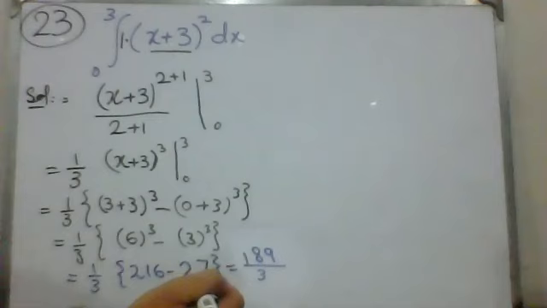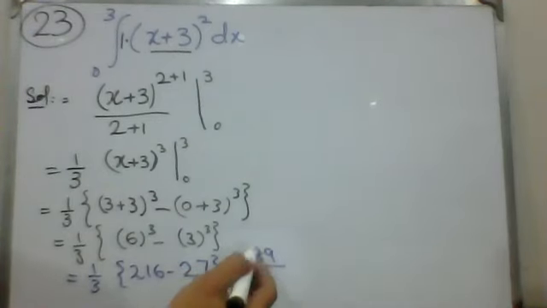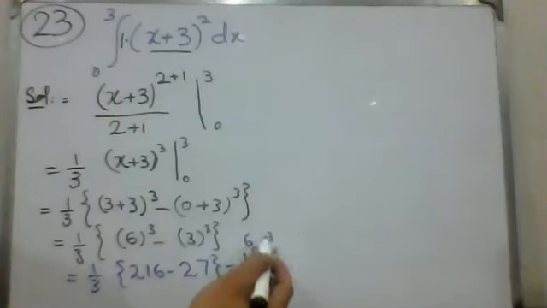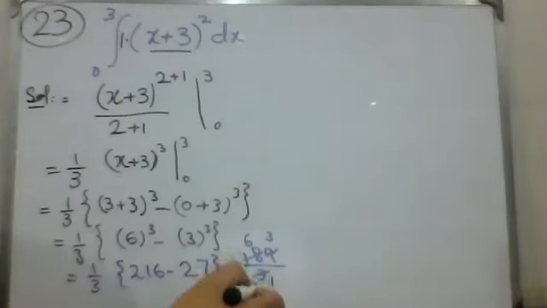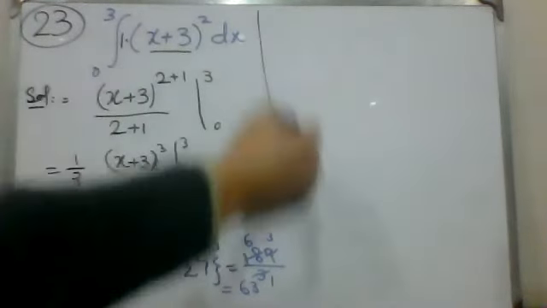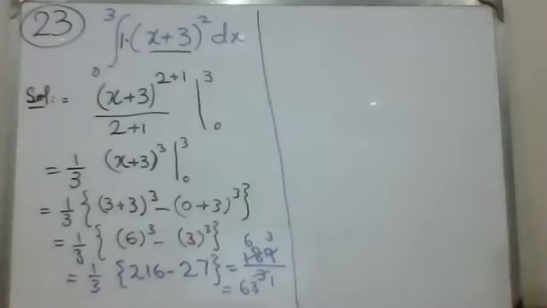So calculate the table, does it come or not? 3 ones are, 3 sixes are, 3 threes are. I think it's 63. Right? 63. So our answer is 63 after dividing 189 by 3. Okay? So this problem will be solved for you. That is question number 23.